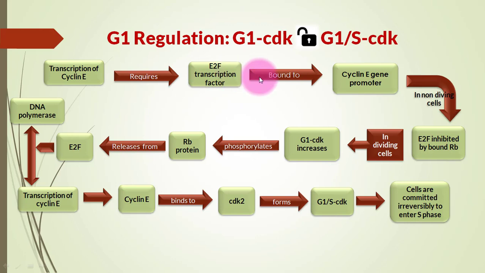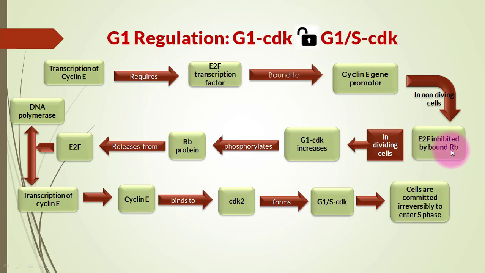E2F is normally bound to a cyclin E gene promoter. The promoter of this gene, the cyclin E gene, is normally bound to an E2F transcription factor. But when the cell is non-dividing, what happens? This transcription factor is actually inhibited. Since the cell is not dividing, the transcription factor is inhibited by what? By a protein bound to it.